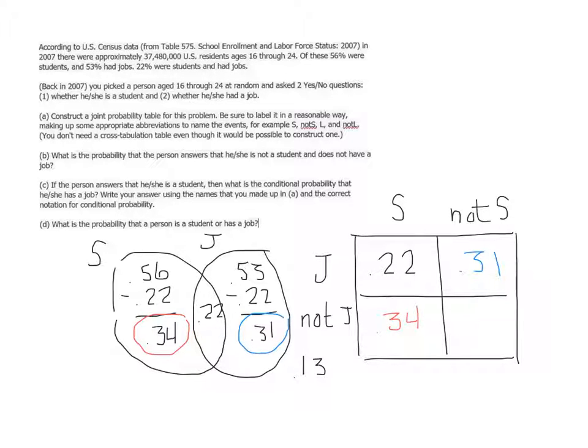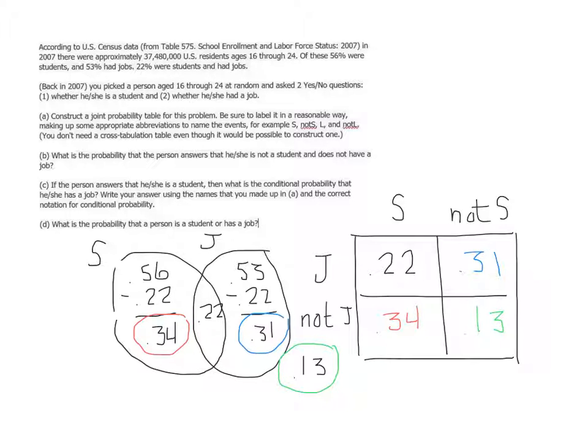And then the bottom right corner is those who do not have a job and are not students. Well, that would be this number here that are neither. So this would be 0.13. And again, you're going to notice that all of those proportions or probabilities add up to 100% or 1.